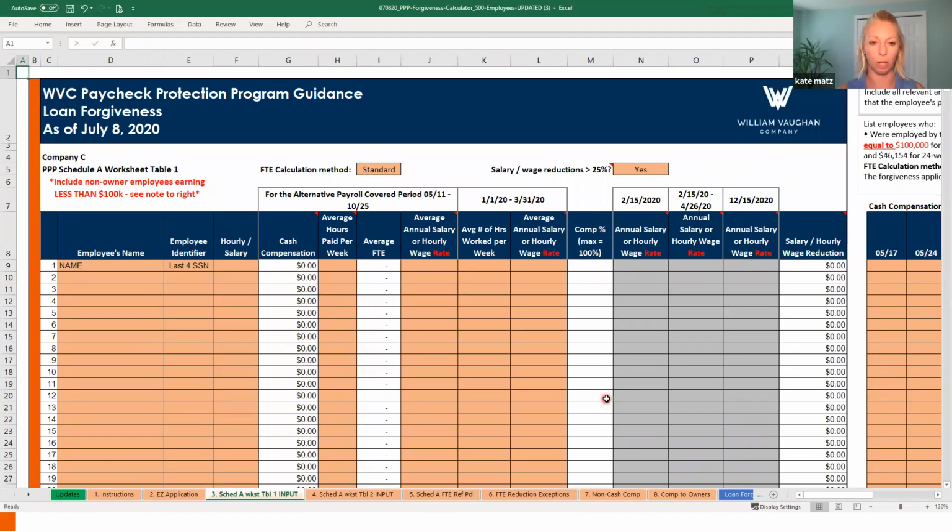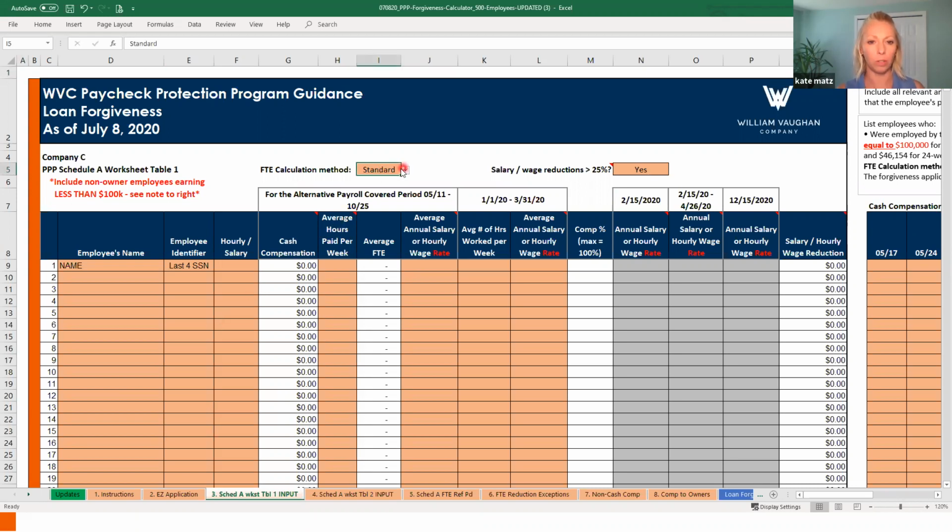Tab 3 is the inputs for table 1 for that Schedule A worksheet. So these are our employees who in 2019 made less than $100,000, and we look at that based on taking the one pay period in 2019 where they made the most money and annualizing that out for the full year. If you take that one pay period and annualize it for the full year, and it's over $100,000, they're going to go on a different tab. If it's under $100,000, they're going to go here on tab 3.